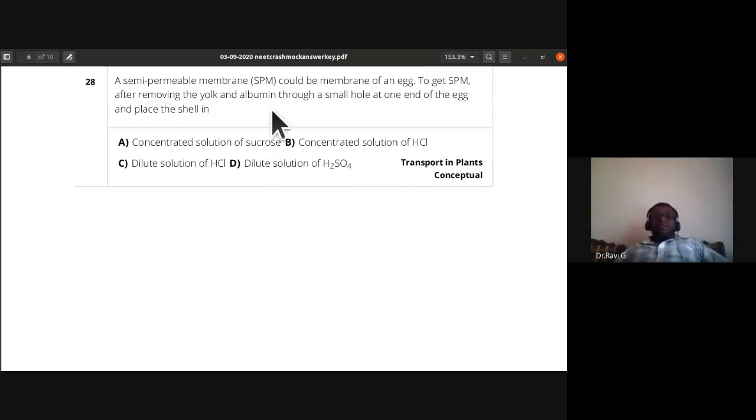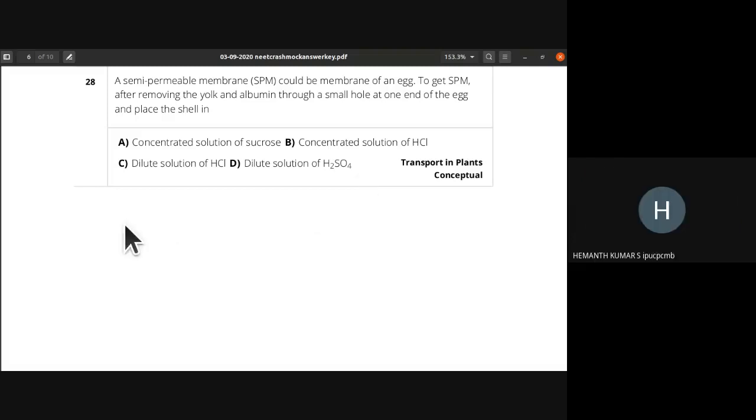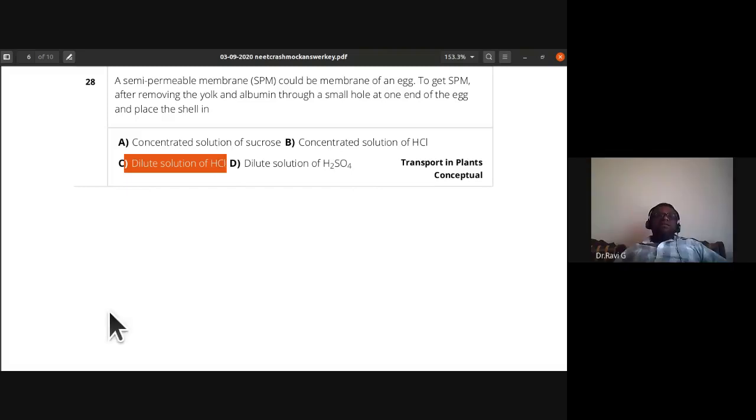28, a semi-permeable membrane could be the membrane of an egg. To get the semi-permeable membrane, remove the yolk and albumin through a small hole at one end of the egg, and keep the shell. The eggshell should be placed in concentrated solution of sucrose, concentrated solution of HCl, dilute solution of HCl, or dilute solution of H2SO4. The answer is Option C.